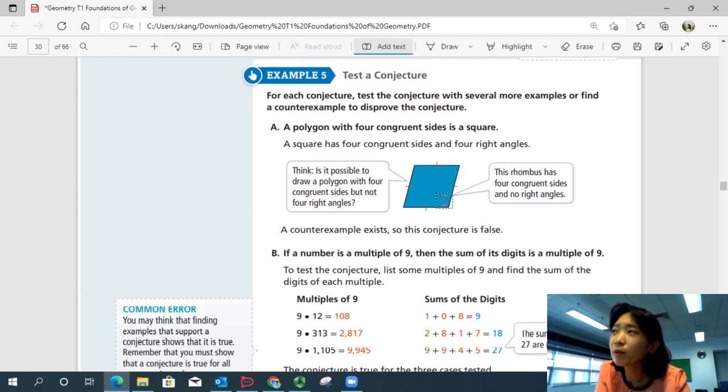Yeah. This rhombus has 4 congruent sides, but it has no right angles. So this is not a square. So that's a counterexample for this conjecture. And so it's a false conjecture.